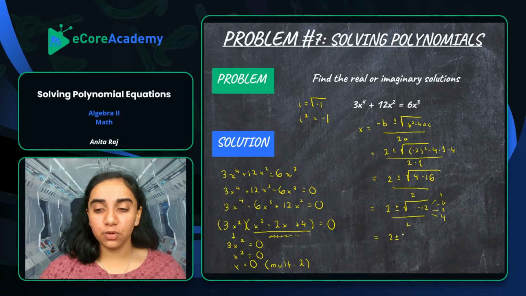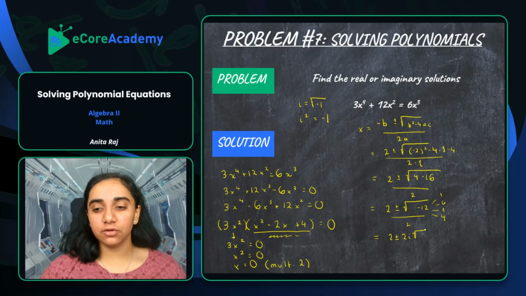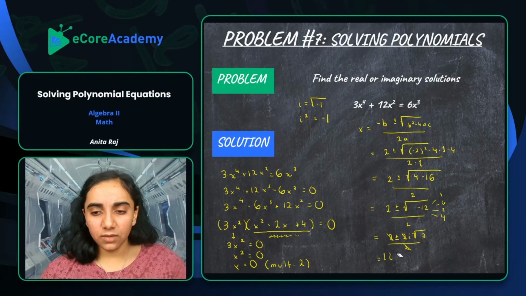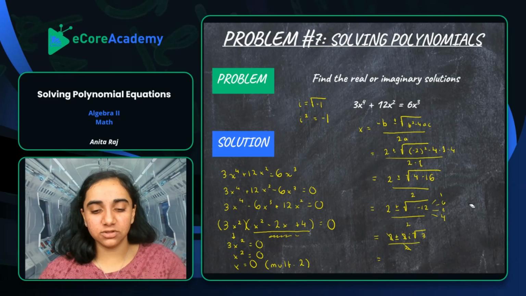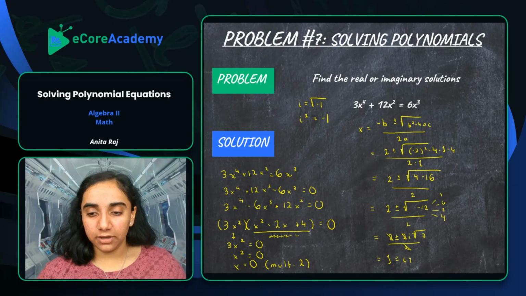We can also pull a -1 out of the radical because this is a -12. So we get 2i times the square root of 3 over 2. And because these are all 2's, the 2 right here can cancel out with this 2 and this 2. So our final answer would be 1, because 2 divided by 2 is equal to 1. So we end up getting 1 plus or minus i root 3.